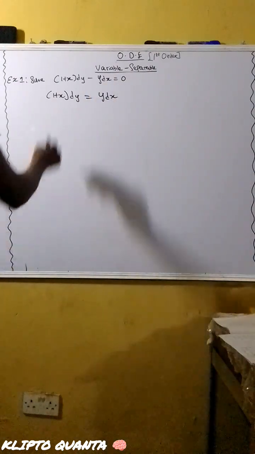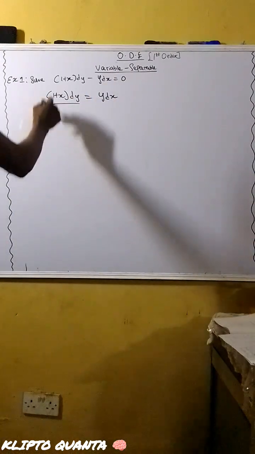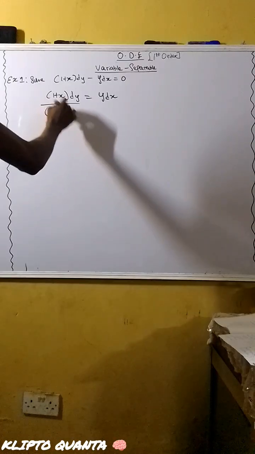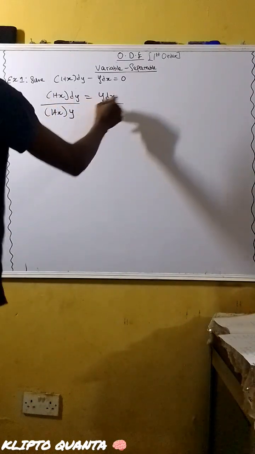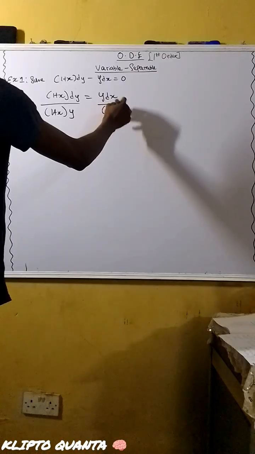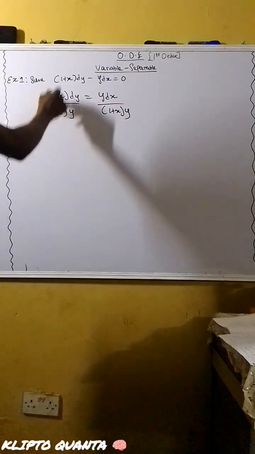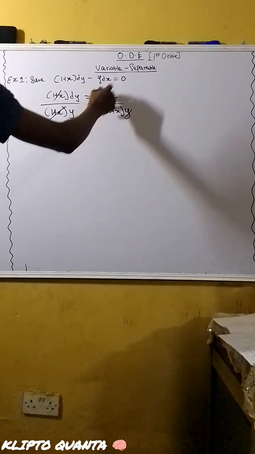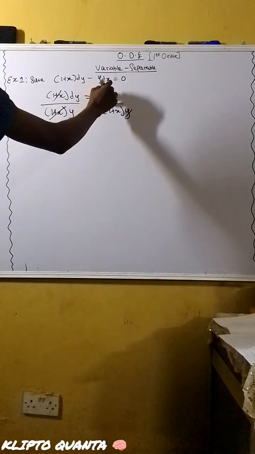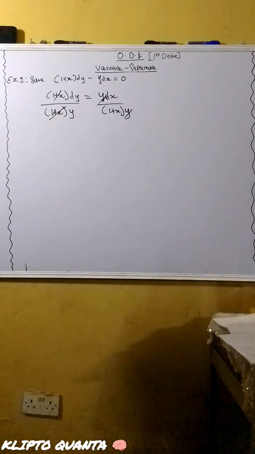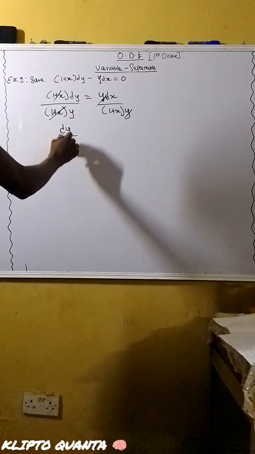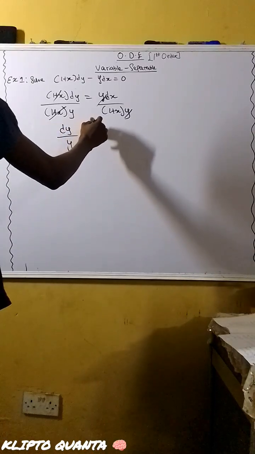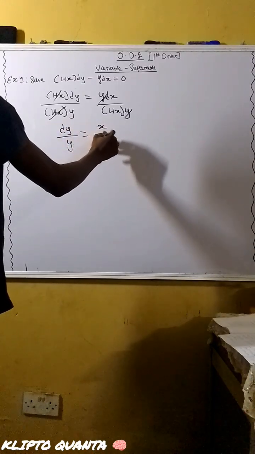So at that point, what do you think we can divide? We need to clear off x here, so we can divide this by 1 plus x. And we need to clear off y here, so that means you can divide by y. Then also you have 1 plus x, then y. So at this point, this cancels out, and this cancels out. Do you get what I'm saying? So we are going to be left with dy over y equals dx over 1 plus x.